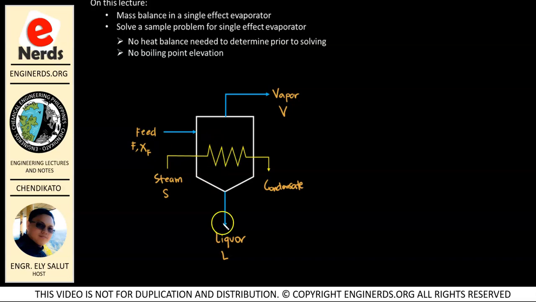And yung solid naman natin dito sa ating liquor will be XL. And dito sa ating vapor, we have XV, but since this is a vapor, dahil ang ginagawa nga natin dito is evaporation, and we are actually separating some part of our solvent as a vapor, that means we do not have any solute dito sa ating vapor. So this will be equal to 0. So we can just remove that. In order to perform our mass balance, we already basically identified yung mga kailangan nating mga variables dito sa ating unit.